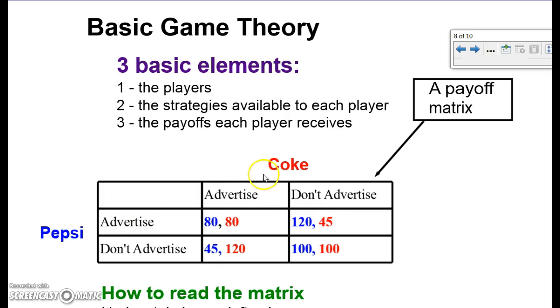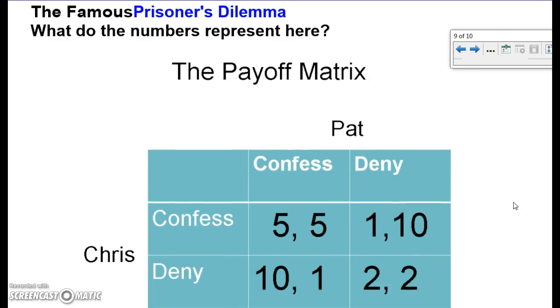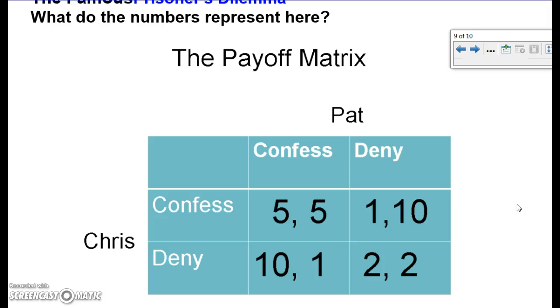Do the same analysis with Coke. What if Pepsi advertises? Now we're going to read horizontally. If Pepsi advertises, should Coke advertise and get 80 or not advertise and get 45? Well, clearly they should advertise. What if Pepsi doesn't? Again, 120, 100. So we can predict that Pepsi will advertise, Coke will advertise. They have a dominant strategy. Each of them does. And that is a Nash equilibrium because neither firm has any incentive to change.